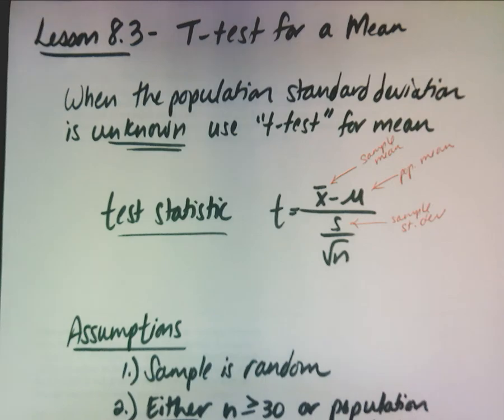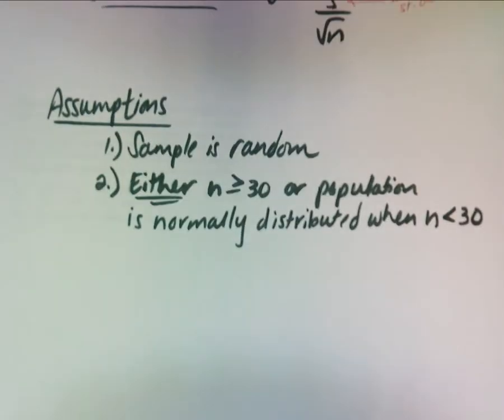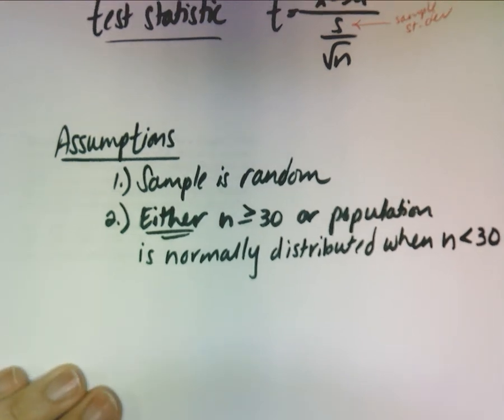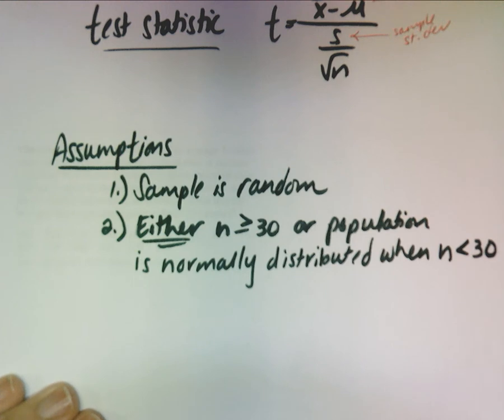Now, just two quick assumptions about using the T-test instead of the Z-test, just like when we were doing it for confidence intervals. Assumption number one is the sample is random. Number two, either n is greater than or equal to 30, or your population is normally distributed when you have less than 30 things. But again, you use this test when the population standard deviation is unknown.